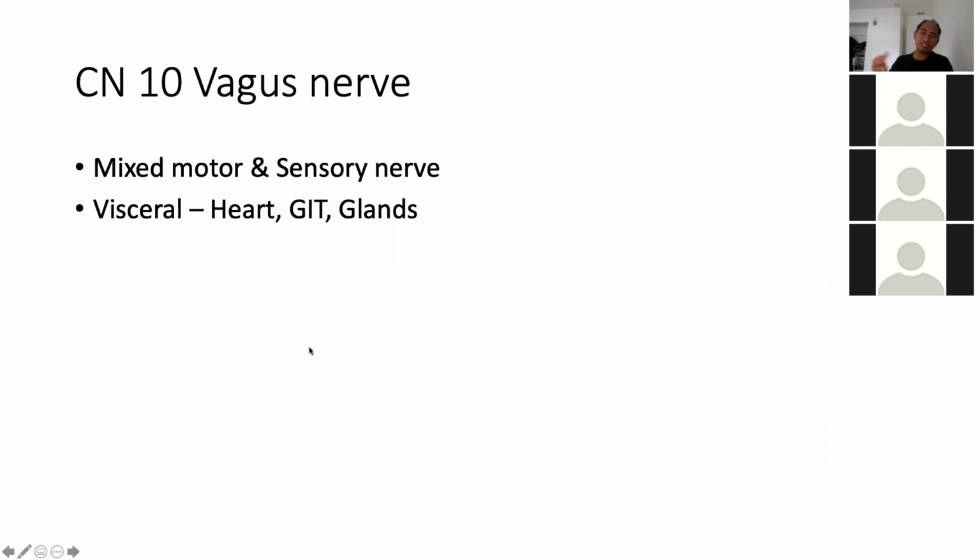The 10th cranial nerve is mixed motor and sensory. This guy, vagus, is wandering around, going all over the body, yeah? So coming out from the brain and going into the heart, into the lungs, into the gastrointestinal tract. This guy is wandering around. And it goes to the glands as well. This is vagus. Vagus is wandering around all our body.